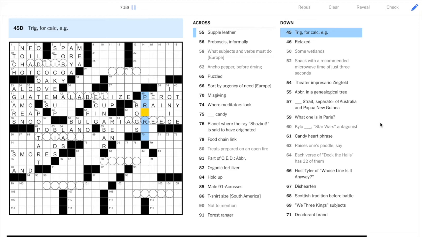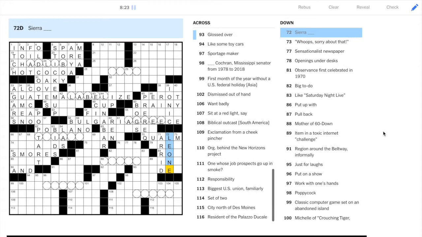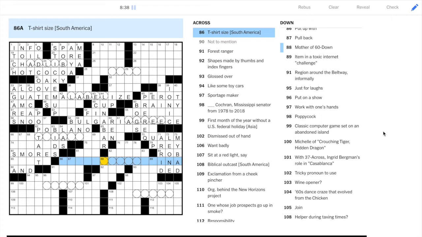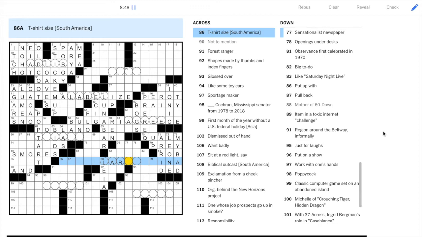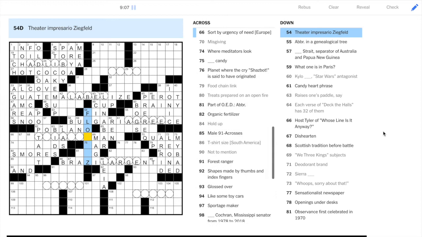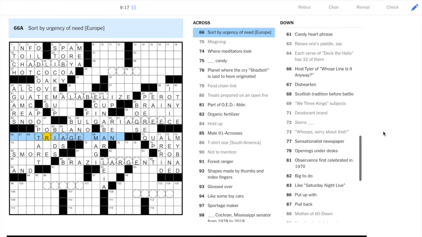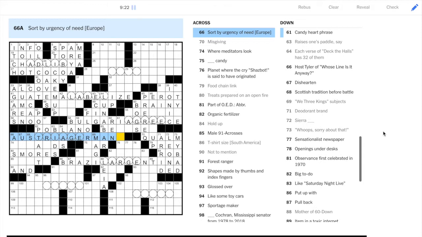Arid, Sierra Leone. My bad South America t-shirt size. Well, that could be small, medium, large. Princess Leia is the mother of Kylo Ren, so this is large. I already see that this is going to be Argentina. Brazil and Argentina. Sort by urgency of need. Triage. And let's see if we can get the countries here. Tria, Austria, and therefore Germany.